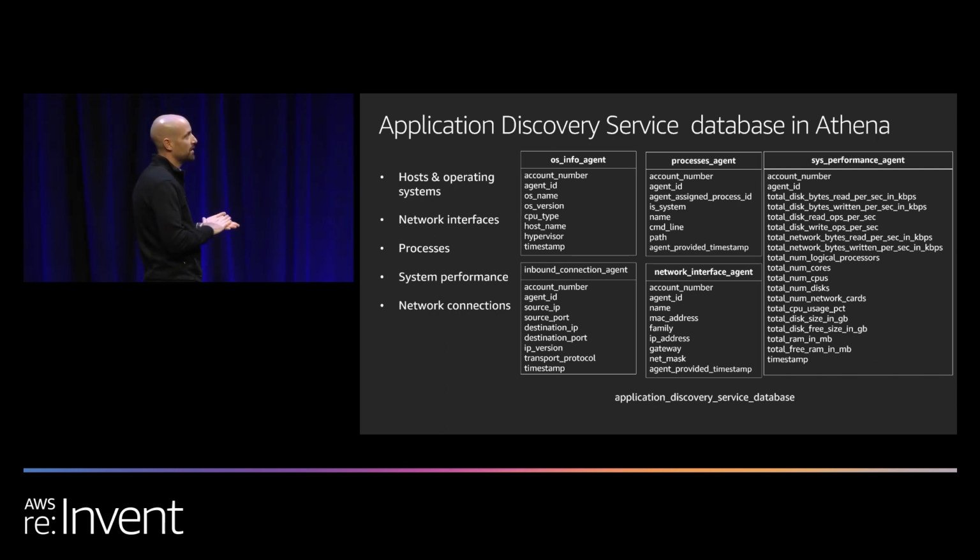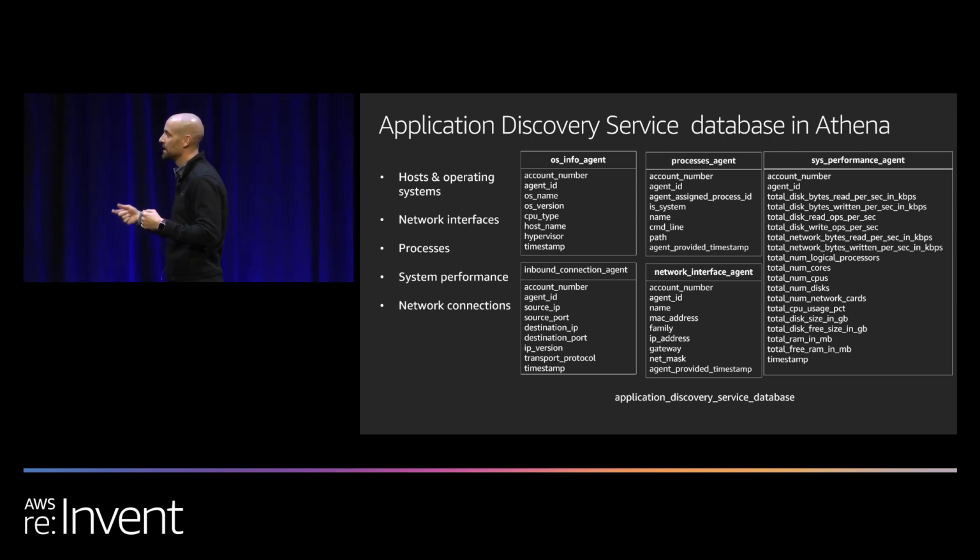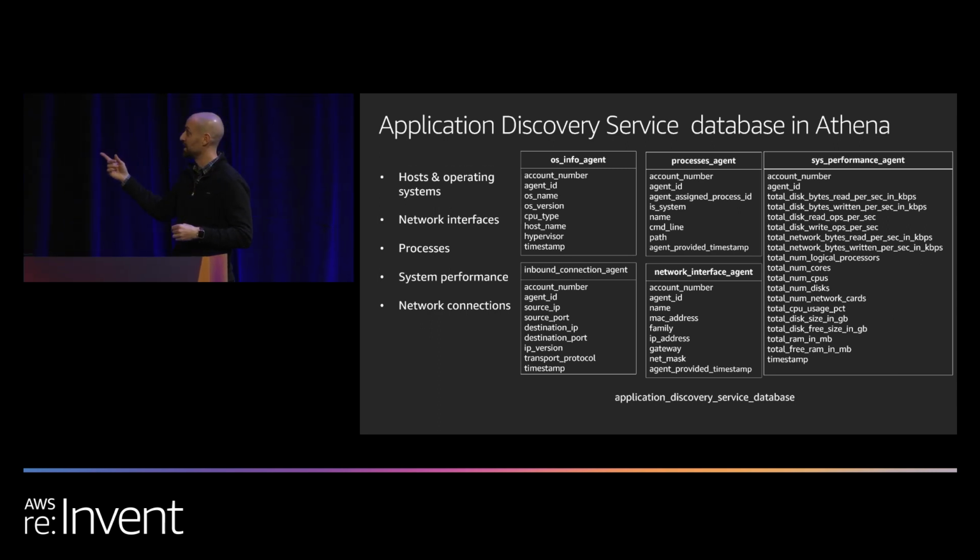And if you think about what I was talking about before: host operating systems, network interfaces, processes, system performance, network connections. Again, this is super important information, and it doesn't matter if you're picking up an application and doing a lift and shift, or if you're thinking about breaking an application down. Maybe you're trying to put it into a container. Maybe you're going to try and refactor this application. You need this kind of information to start to disseminate how this thing works as a whole.